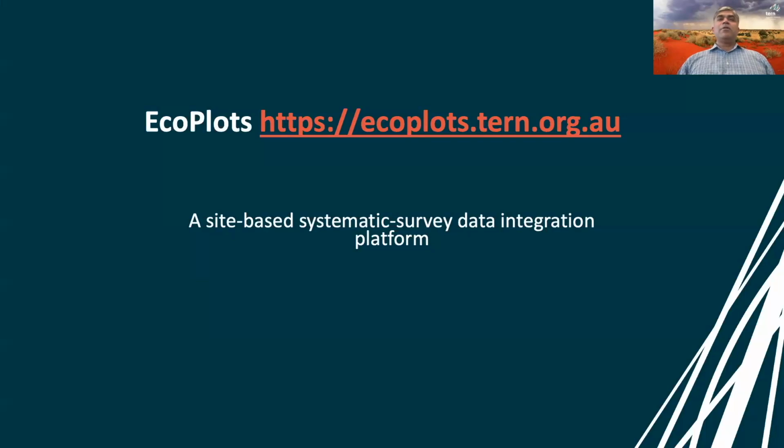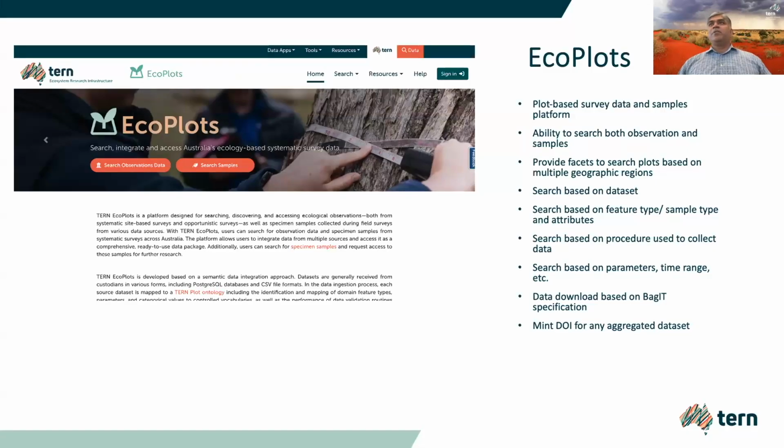Okay, so the next one I will talk about is the EcoPlot. The EcoPlot, as I said, is the data integration platform for systematic survey. For people who don't know, in a systematic survey people go to a place, they measure a 100 meter plot, and then they do the survey of the vegetation, the soil, and then the fauna as well, but we don't do active fauna monitoring. And then the geological aspect and everything as well.